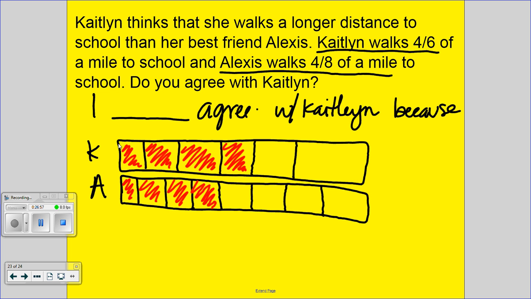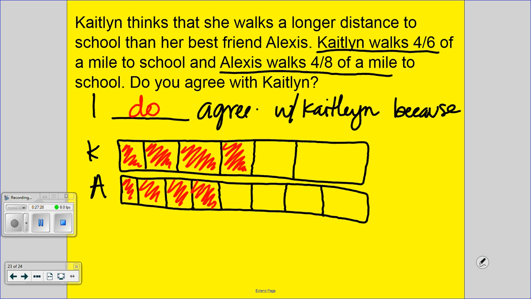Who walked more? Parker, who walked more? Caitlin. Caitlin walked more. You can easily tell because Caitlin's bar is farther shaded across. So do we agree with Caitlin? Yes, we do. I agree. We can say I do agree with Caitlin. And then I want you to use the rest of your words to tell me why you agree with Caitlin. Just finish out that sentence.